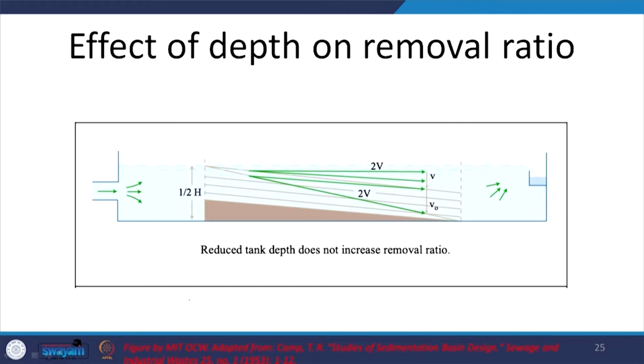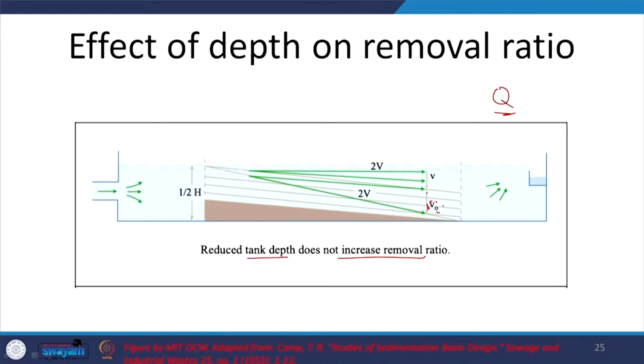As you can see, and as we also saw from the relevant equation, the tank depth does not increase or decrease the removal ratio. Because again, the flow rate is relatively constant. Even if you decrease the height, it is not going to change your efficiency of removal of the suspended solids, because what we are concerned about is just this V naught.